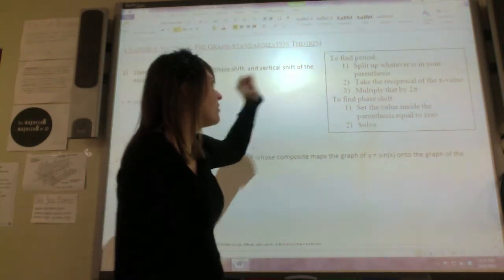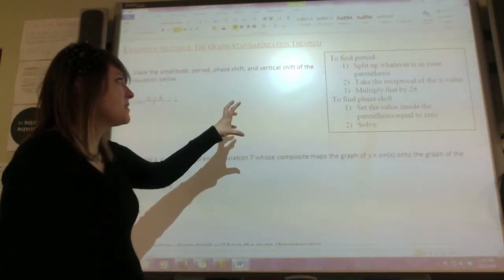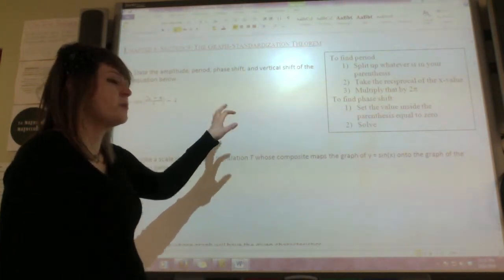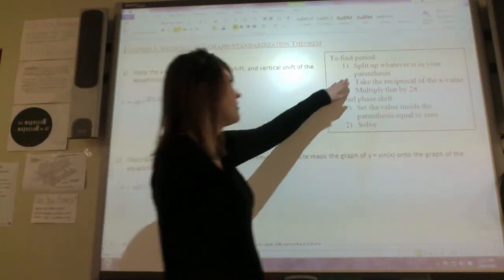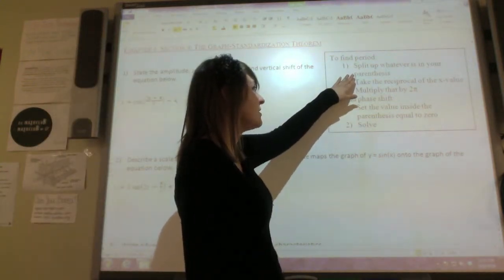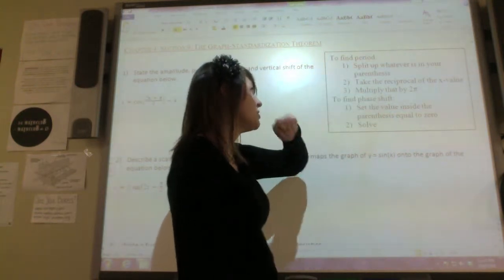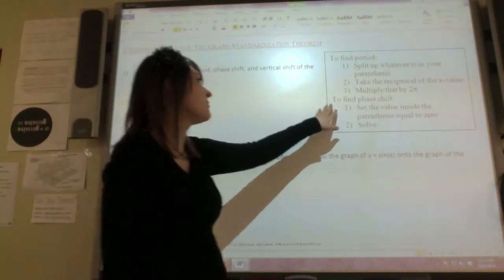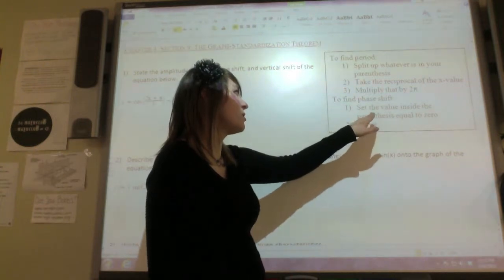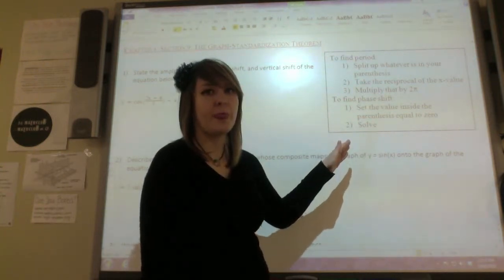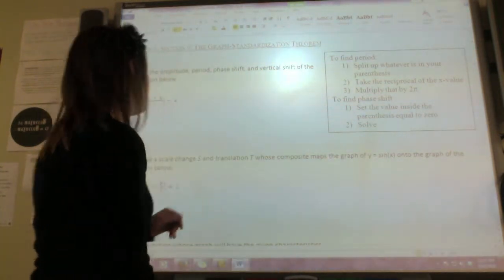So to find period, you just split up whatever's in your parentheses, take the reciprocal of the x value and multiply that by 2 pi, because whatever you get here, the reciprocal of that x value is considered your a value in your equation. So then you just take a times 2 pi. And then, to find phase shift, all you do is set the value inside the parentheses equal to 0 and solve. Okay, and that'll make a little more sense as we do it.